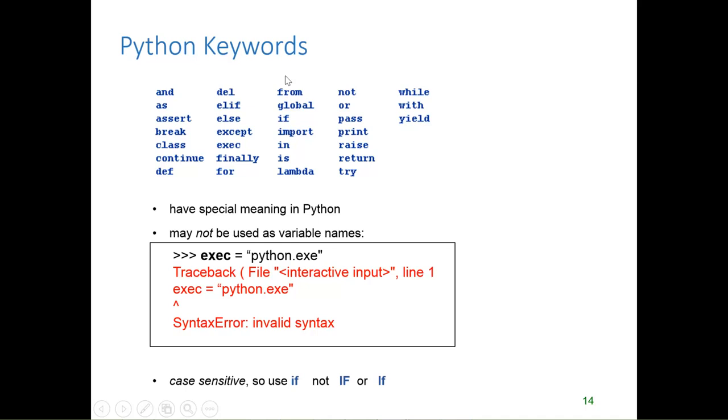So this is a complete list of the keywords in Python at this point. Notice that all of these are lowercase. They have to be used in lowercase. Python is case sensitive, so if you want to use the if keyword, you have to use both lowercase, not either of those other case configurations.